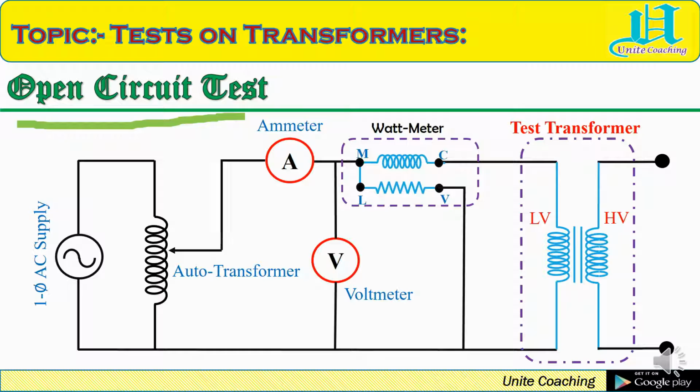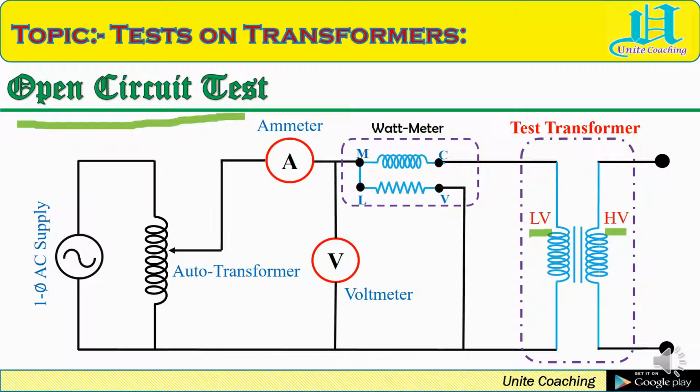This is the test transformer. The primary winding is the low voltage winding. The secondary winding is the high voltage winding, because we are keeping the secondary open. That means there will be no current flowing through the secondary of the transformer.